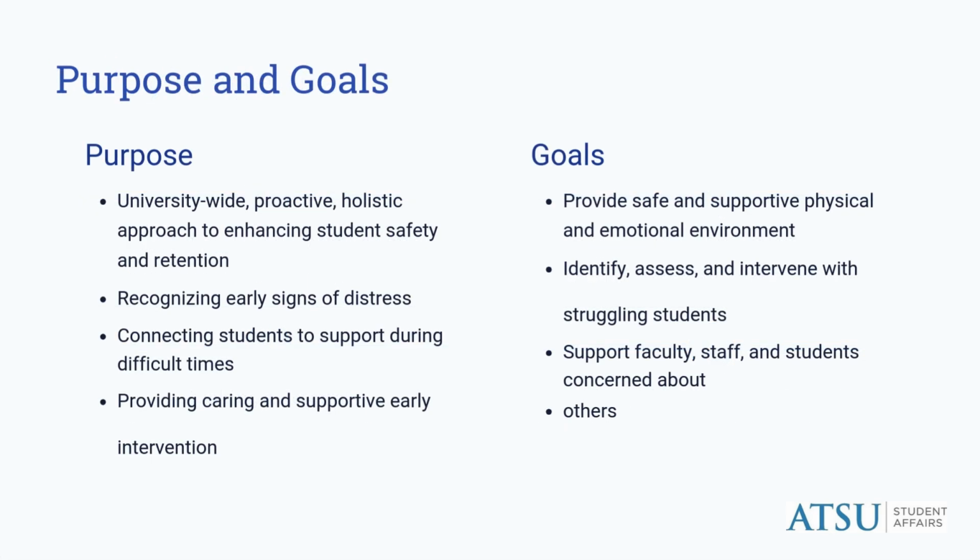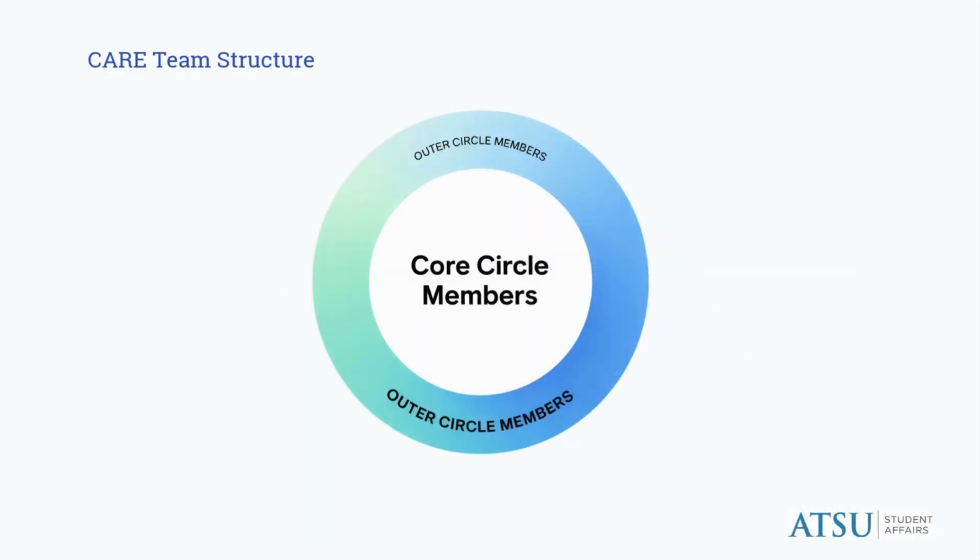The CARE team takes a proactive, holistic approach to student safety and retention by recognizing early signs of distress and connecting students with support. While it can assist in crises, its primary purpose is early, caring intervention to help prevent them. The CARE team has 2 member types: the core team, who attend all meetings as program representatives, and the outer circle, who are consulted as needed for their connection to a student or relevant expertise.